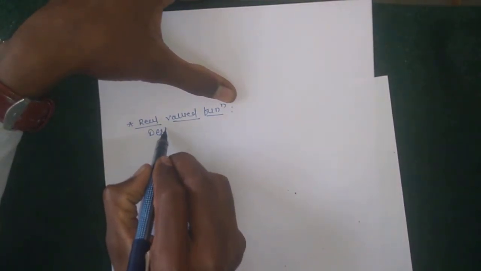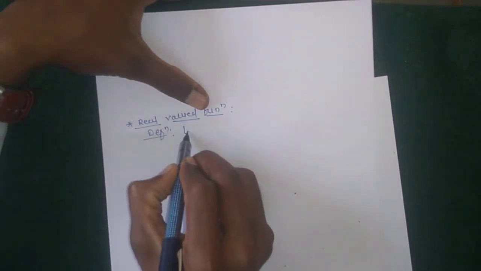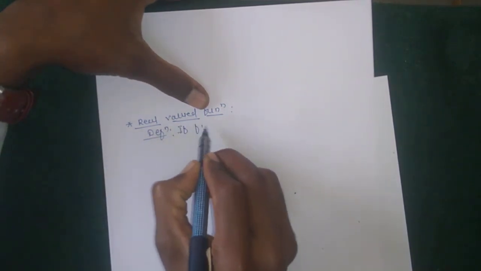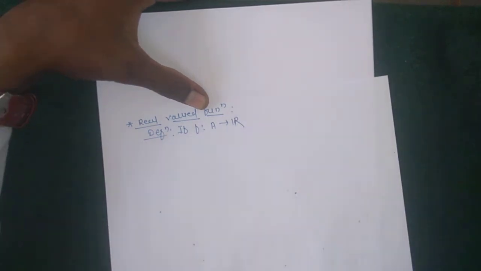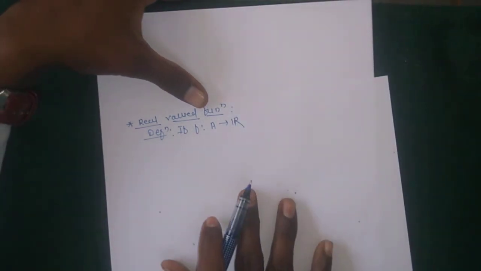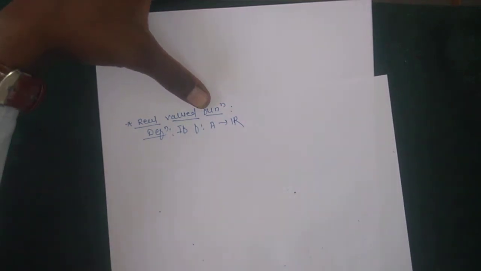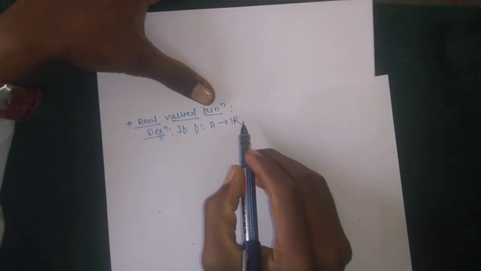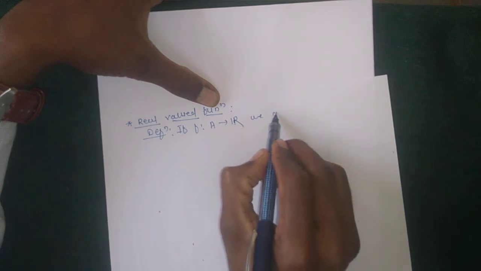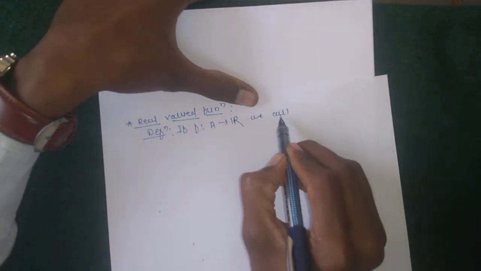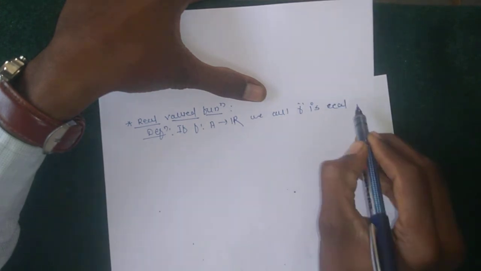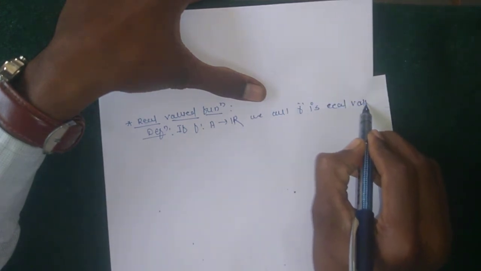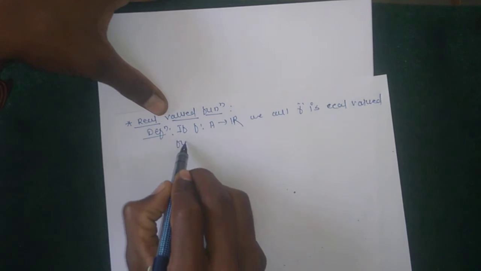Definition: if f is from A, any set, to the set of real numbers, which means the codomain of a real valued function is fixed, which is the set of real numbers, we call f a real valued function.